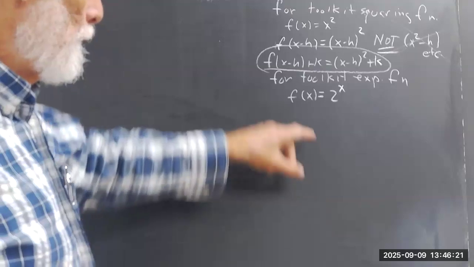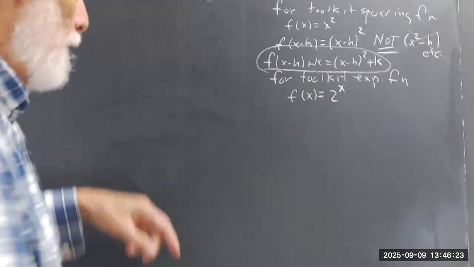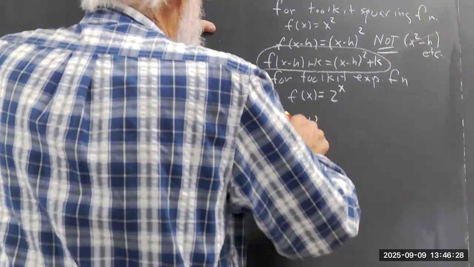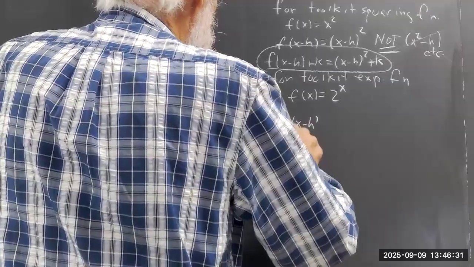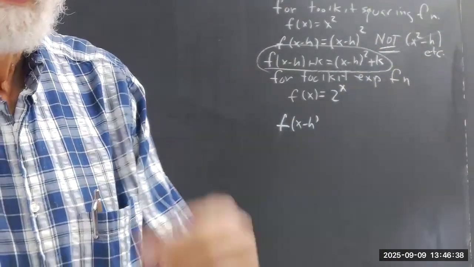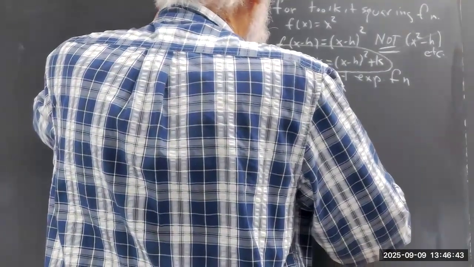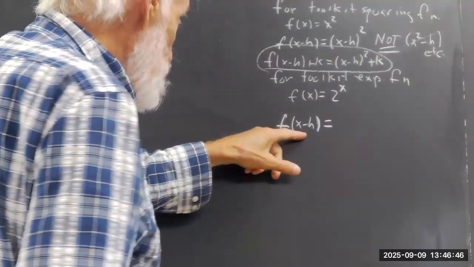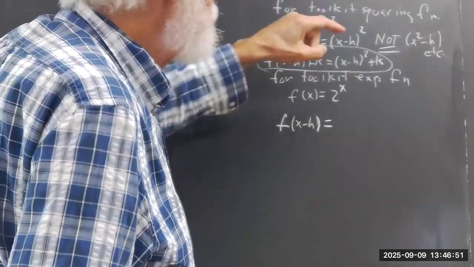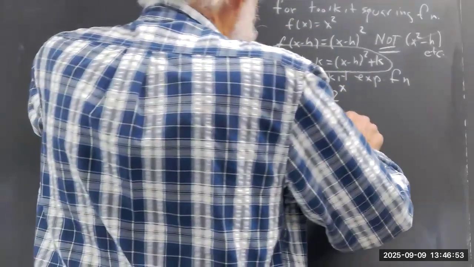Understand that you want it right there. So when you try to do f of x minus h, you can directly see f of x. You don't have to look over there. You don't have to pull it out of a big paragraph. It's right there in front of you. So we have f of x minus h. Then how do we get f of x minus h from f of x? We change x to x minus h. We change this x to x minus h. So we get 2 to the x minus h.